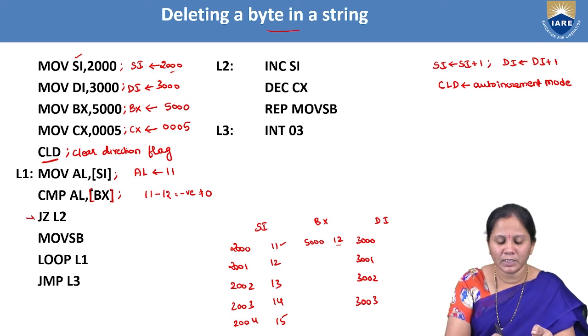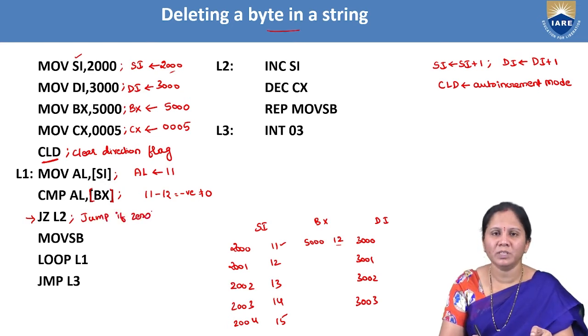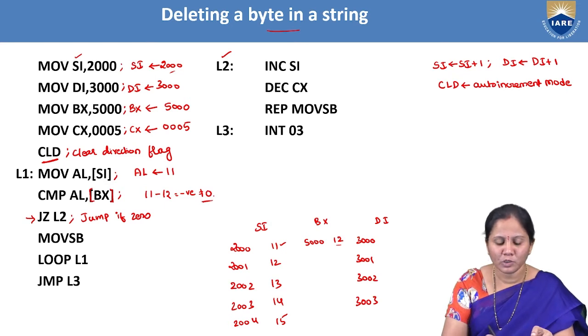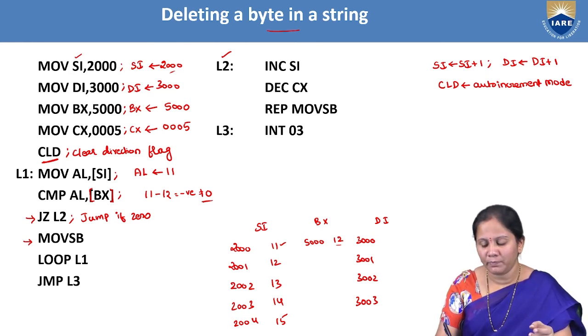The next instruction is JZ L2. JZ represents jump if zero. If the previous instruction result is 0, go to the label L2. But the previous instruction is not producing 0 as a result after comparing, so the next instruction MOVSB will be executed. MOVSB represents move string byte. The content present in SI will be moved into the DI location. So here the value 11 will be moved into DI.